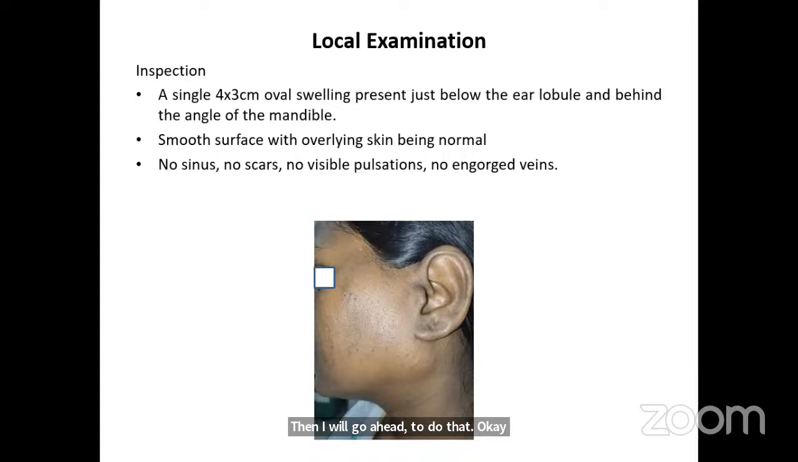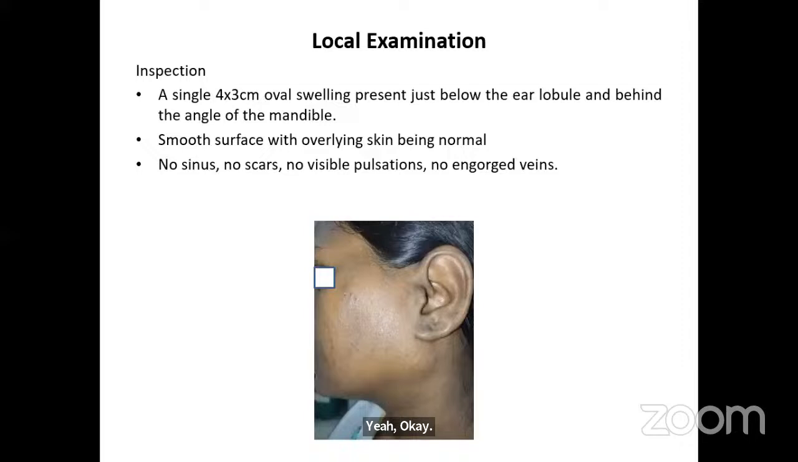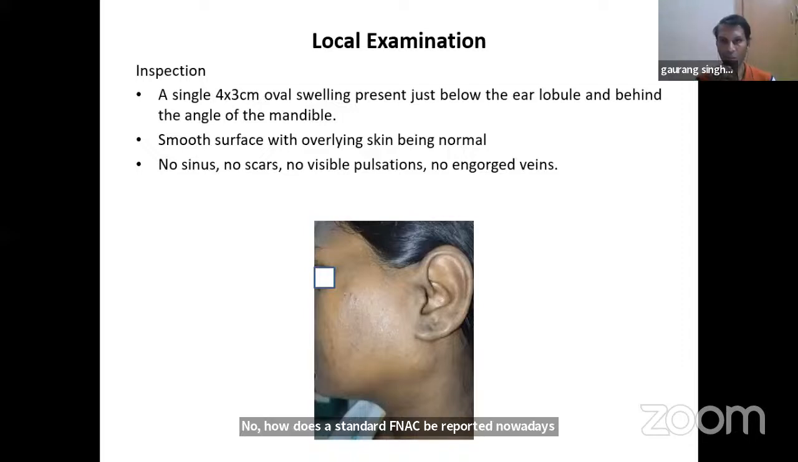So in your Milan staging, how do you fit it? Sir, you're talking about Milan, sir? No. How does a standard FNAC get reported nowadays? Okay, so we follow the Milan system, sir, of its six-tier system, which is useful for grading the cytomorphological features of a salivary gland, which helps in identifying the risk of malignancies. And it also gives a diagnostic understanding of what to do next with any particular category.